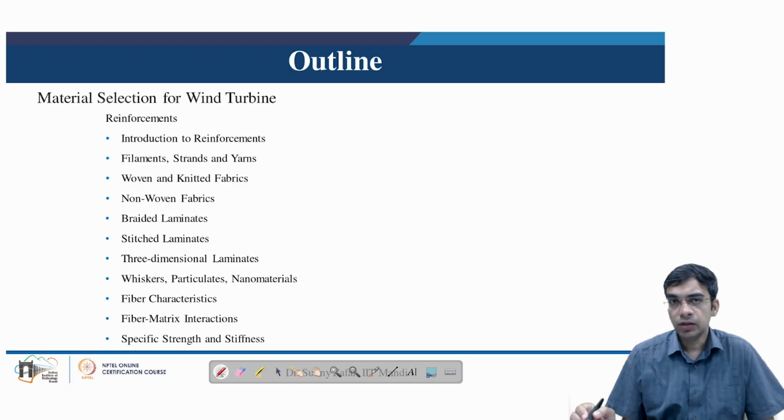We will see woven and knitted fabrics, non-woven fabrics, braided laminates, stitched laminates, three-dimensional laminates, the concept of whiskers, particulates, nanomaterials, and how these are being utilized in composite materials, fiber characteristics, fiber matrix interaction, and specific strength and stiffness.